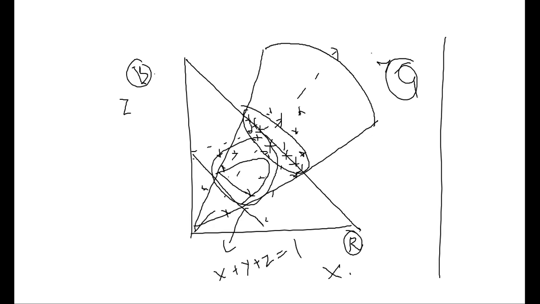All the colors which are available within this RGB space can be represented within an edge, right? That edge, I will be showing it.